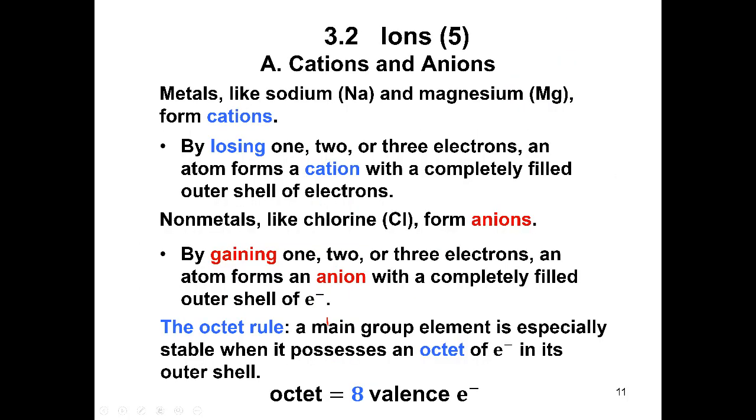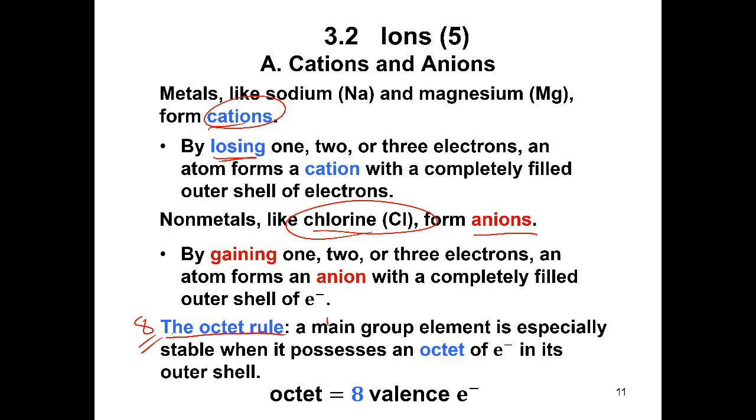So metals like sodium and magnesium form the cations because they lose 1, 2, or 3 electrons. That's what is going to have to happen for them to feel like they have a filled outer shell, so 8 electrons in their outer shell. Nonmetals, such as chlorine, form the anions, which are going to gain 1, 2, or 3 electrons to complete their outer shell. Remember, there's an octet rule, and the octet is 8, rule of 8.